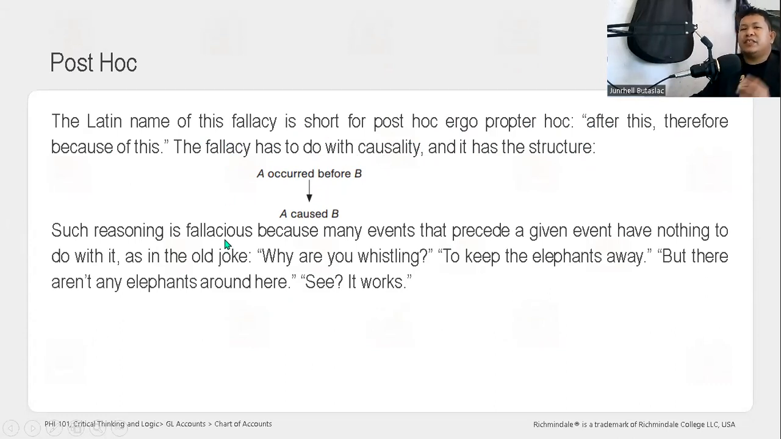Such reasoning is fallacious because many events that precede a given event have nothing to do with it. As in the old joke: why are you whistling? To keep the elephants away. But there aren't any elephants around. See, it works.